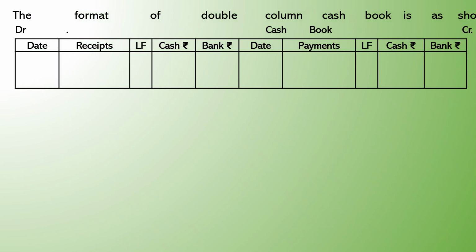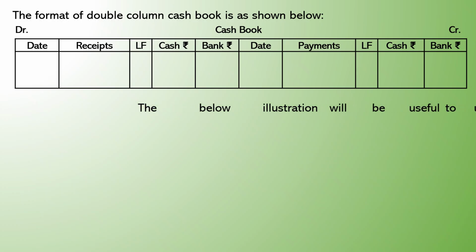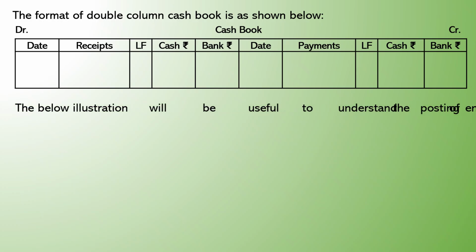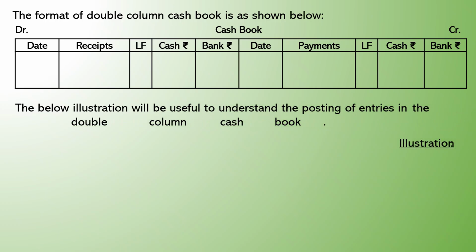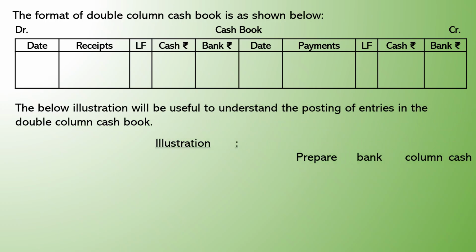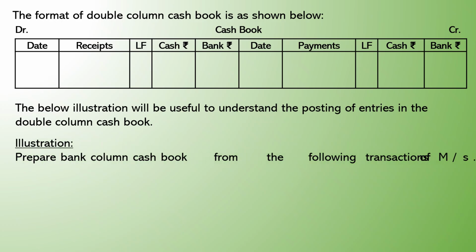The format of the double column cash book is as shown below. The below illustration will be useful to understand the posting of entries in the double column cash book. Illustration: prepare a bank column cash book from the following transactions of Messrs. Sony & Co for the month of July 2025.